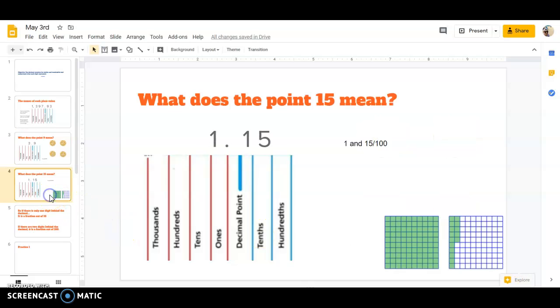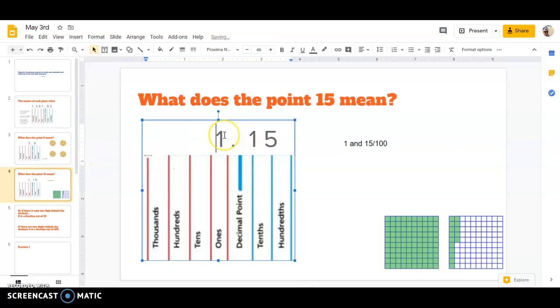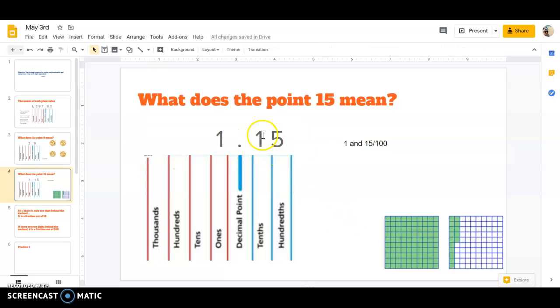Let's go to the next one. This one says 1.15, but that's not how you're supposed to say it, and these numbers are not lined up. So let's get those numbers lined up. We have the decimal here and the 15 here. So this number is 1.15. That's not how you're supposed to say it.